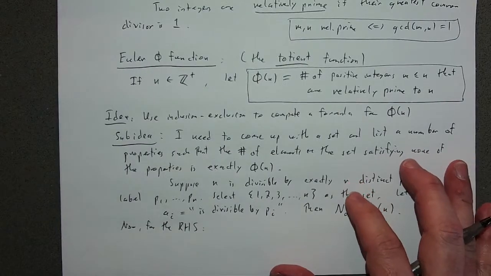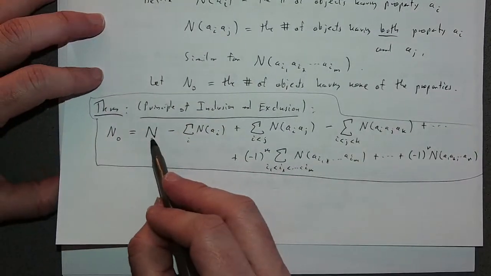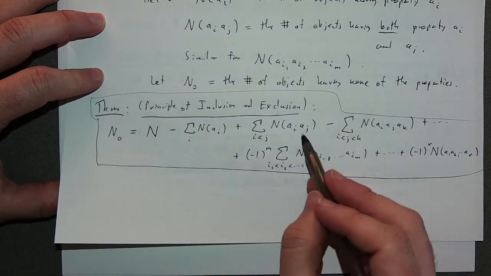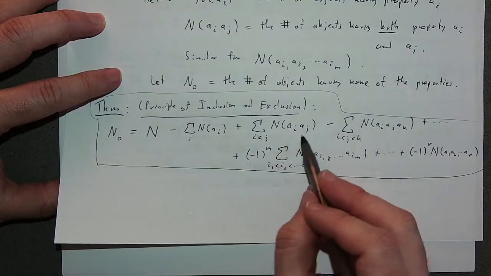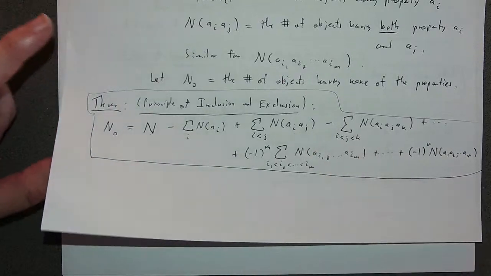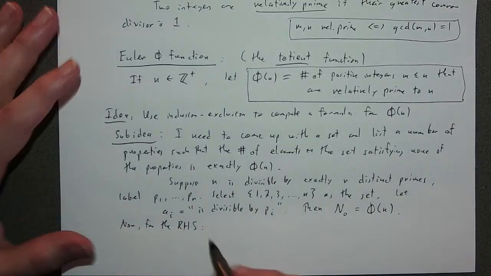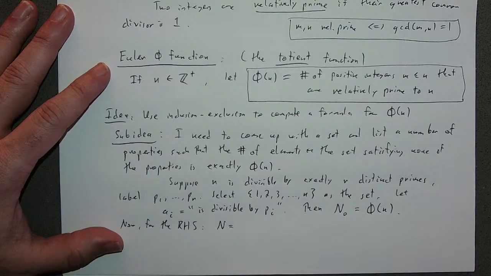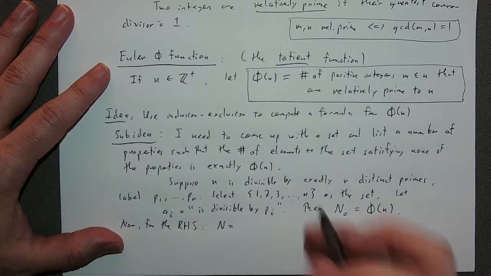So what do I do? Here I'm going to go one by one: first the terms involving a single property, then the sum of the terms involving 2 properties, and 3, and so on. I'm just going to go one at a time here. So in this case, n is the total number of objects.